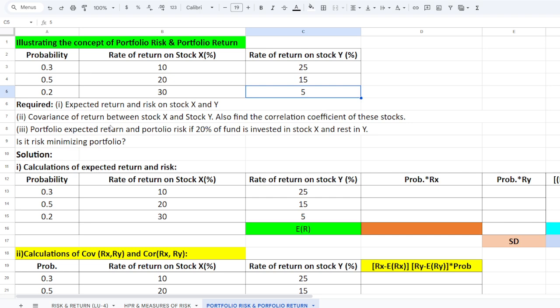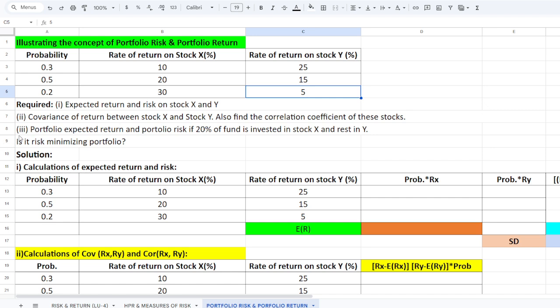Now the first question is about the expected return and the risks of stock X and Y. The second question is about the covariance of return between X and Y, and also finding the correlation coefficient. Even if you are not asked question number 2, if you are asked to find the portfolio return and portfolio risks, then you need to find the covariance and the correlation coefficient in a working note.